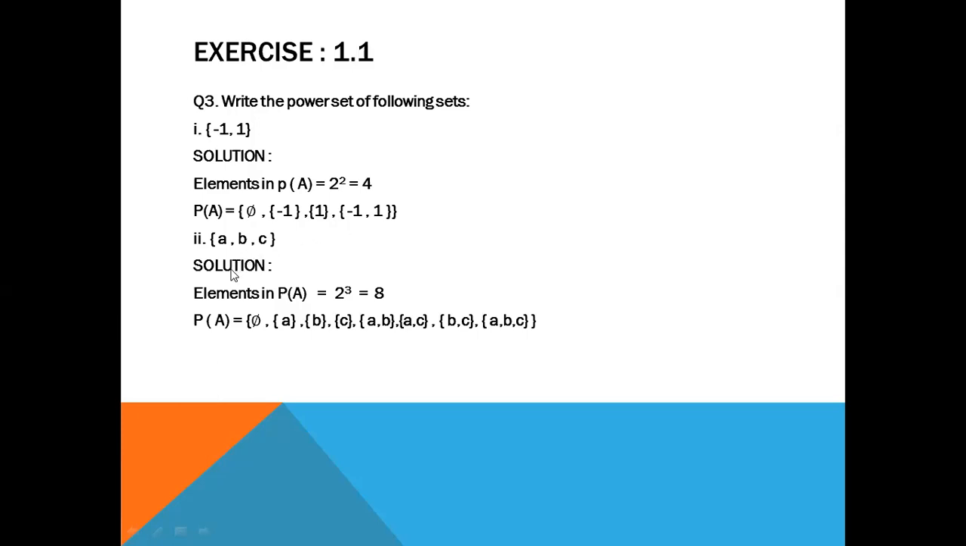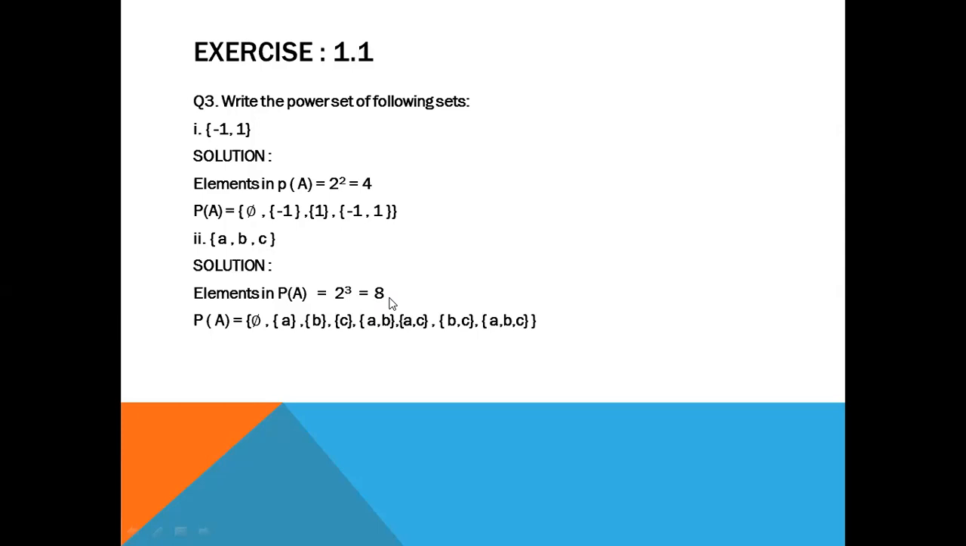Now see, there are 3 elements. N is 3. According to the formula 2 raised to the power n, we put n is equal to 3. 2 raised to the power 3, 2 multiplied by 2 multiplied by 2, 8. It means the power set has 8 elements.